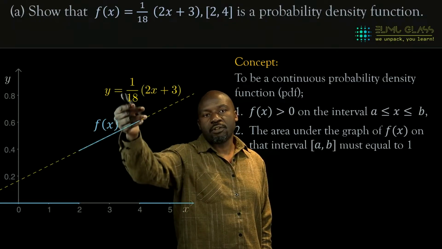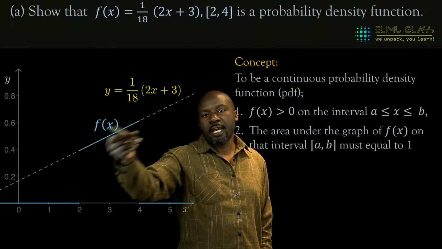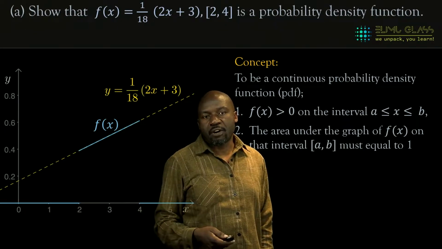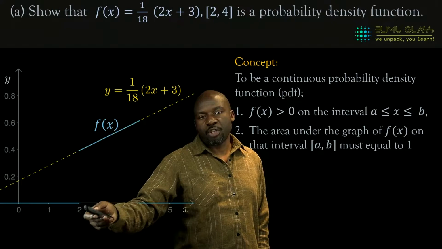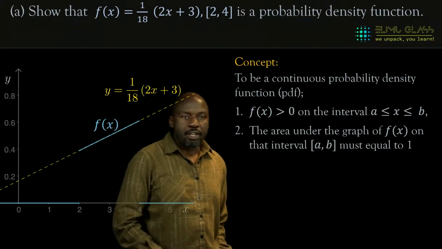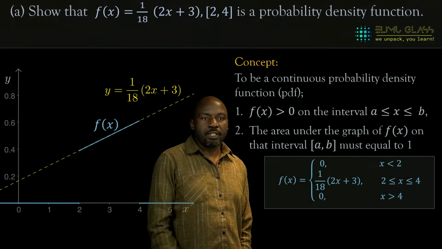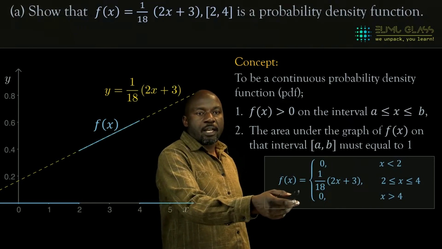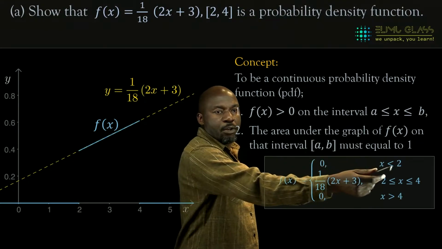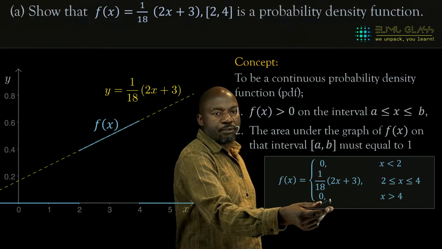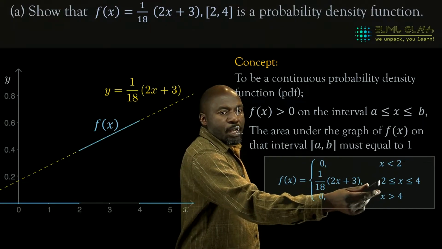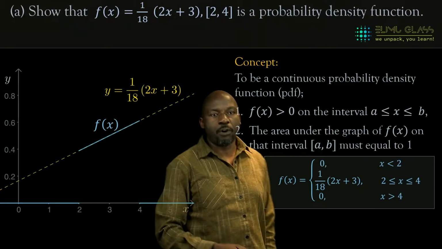So f of x is not the same as y there, because y extends to infinity in both directions, and our f of x is now restricted to exist only between 2 and 4. We could write this mathematically using what we call a piecewise function, like that. So this says that the function f of x has a value of 0 anywhere below 2, and also a value of 0 anywhere above 4, and only exists for the interval 2 to 4, like that.